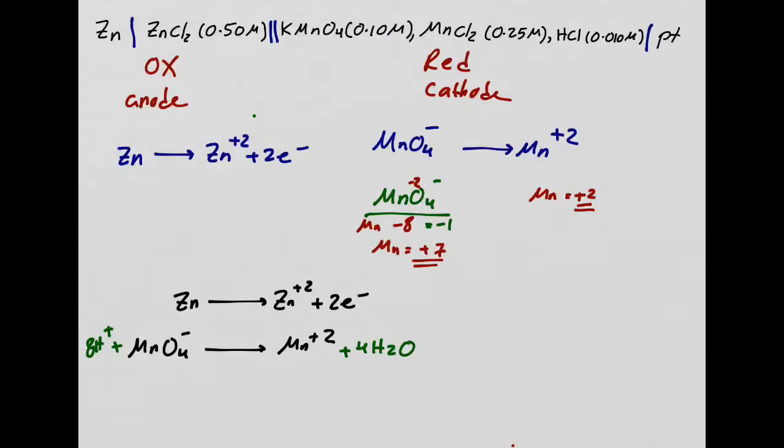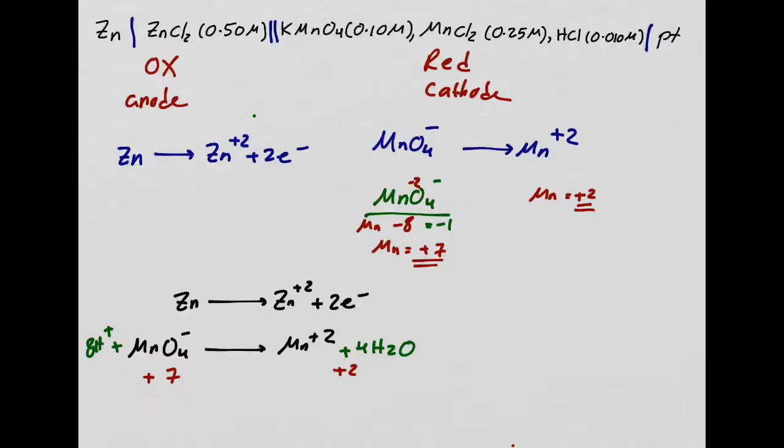Now we have to balance the charges. What's the charge on this side? I have 1 plus 2 and this is 0. So I have a charge of plus 2 on this side. How about here? 8 pluses and 1 minus. So I have a charge of plus 2 here, and over here I have a charge of plus 7. Again, 8 pluses and 1 minus, it would be 7.